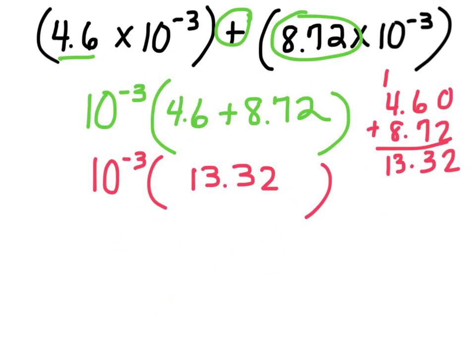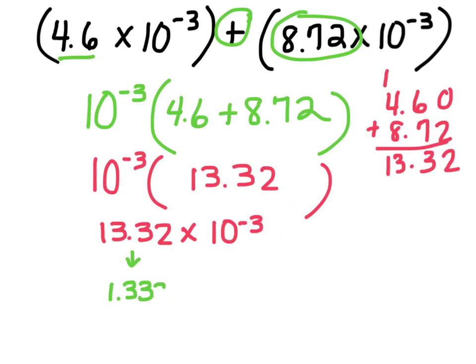Okay, now here's what I have. I have 13.32 times, and you guys know that because it means times when it's right next to it, times 10 to the negative third. Now it almost looks like it's correct, except this is not written in scientific notation, okay? What I want it to be is 1.332.